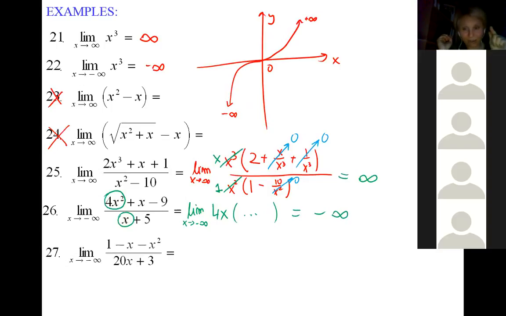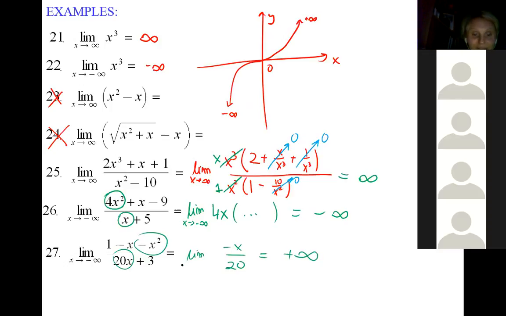Limit at negative infinity of (1 minus x squared) over (20x plus 3). Positive infinity or negative infinity? It's positive infinity, okay? Because technically we have this over this. That's my leading function, and this is my leading function. After simplifying, I will have negative x over 20. And x is negative infinity, then I will end up with positive infinity. Okay, and for all of these cases, coming back to our horizontal asymptote, no horizontal asymptote. The function is just approaching positive or negative infinity.